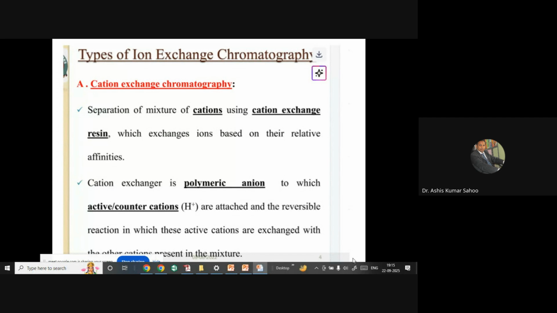So you can see the types of ion exchange, cation exchange chromatography. So here is the separation of a mixture of cations using a cation exchange resin, which exchanges ions based on their relative affinity, where active counter-cations undergo a reversible reaction with each active cation.